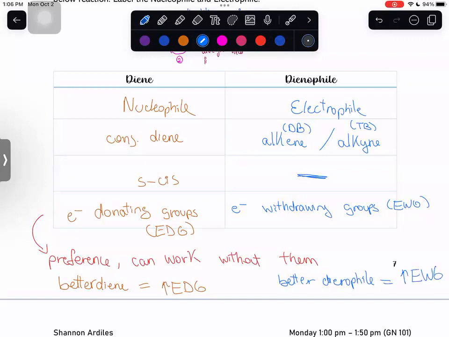Now, hypothetically, let's say that our diene has an electron withdrawing group. What do you think is gonna happen to the rate of the reaction? It's gonna slow down, exactly. If they don't have their exact preferences, the reaction is gonna slow down.